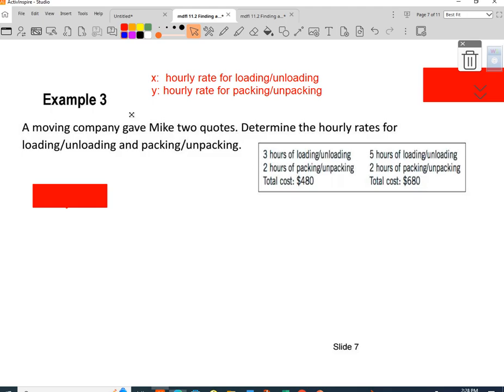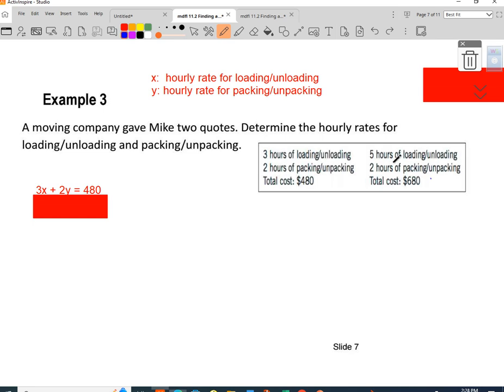We don't have a per mile cost here. We're only responsible for writing and solving systems of equations with 2 variables, so we're only going to have 2 different variables. If we start with the first quote, 3 hours of loading and unloading, that would be 3 times X, plus 2 hours of packing and unpacking, so 2 times Y, equals a total cost of $480. So that is our first equation in our system.